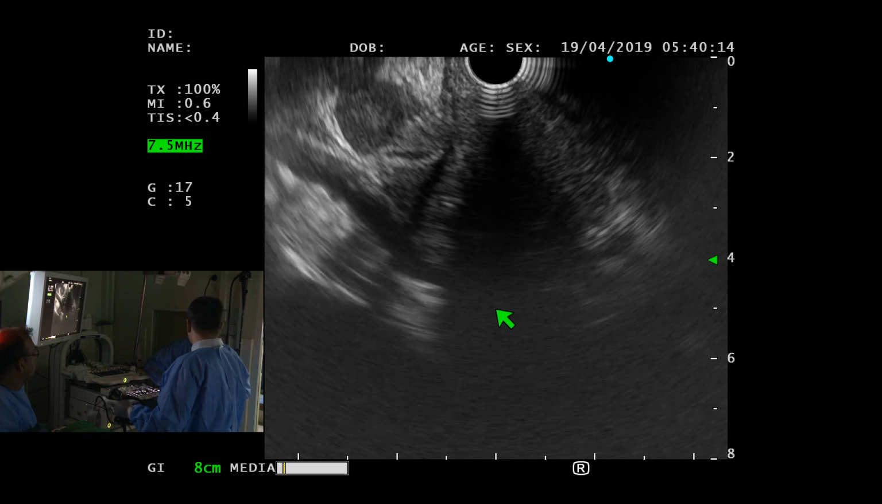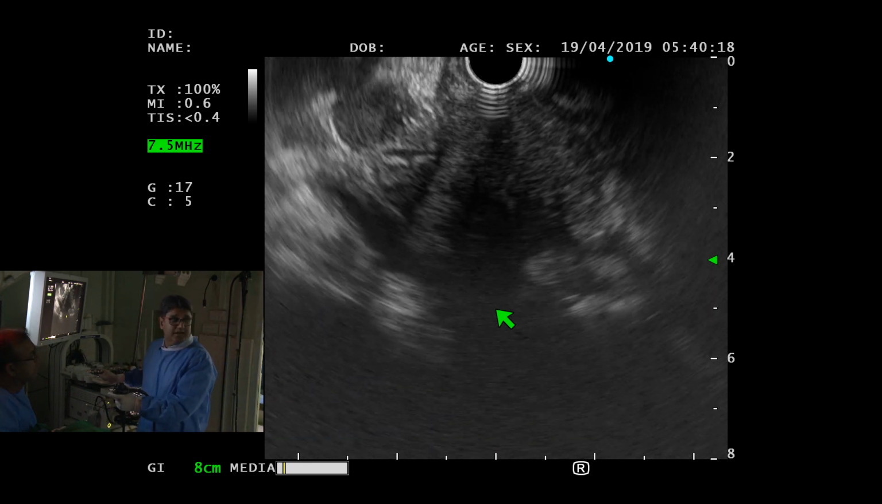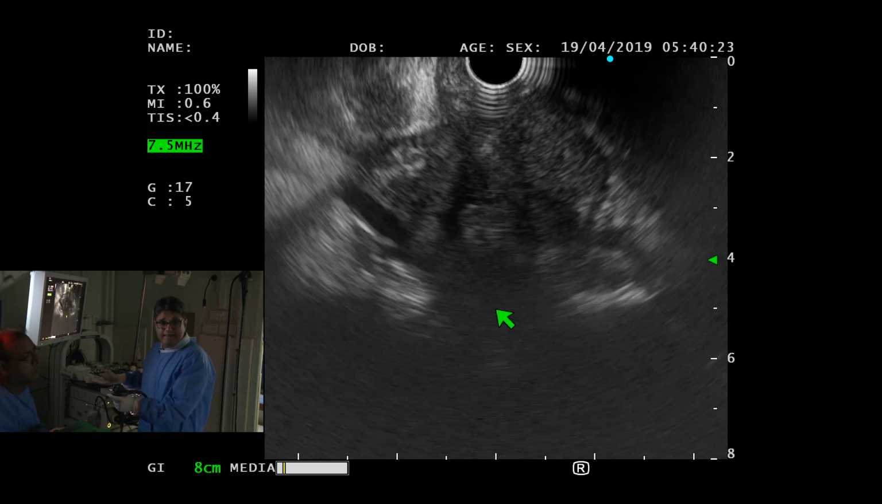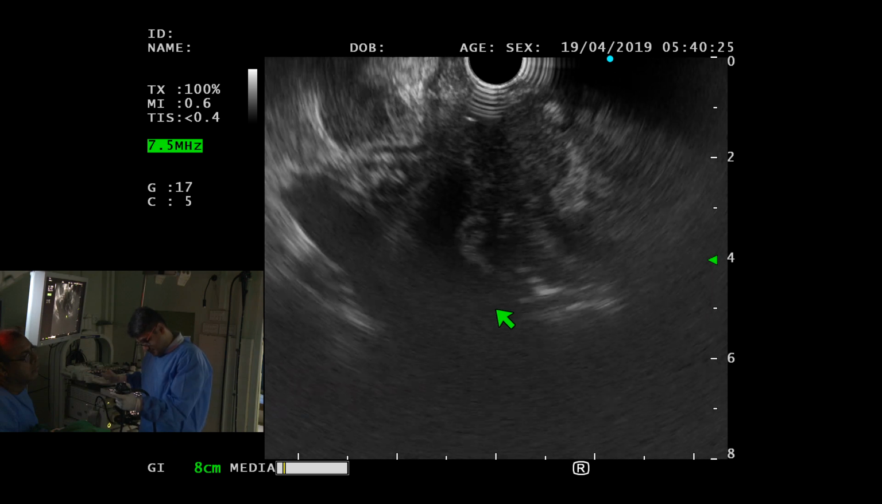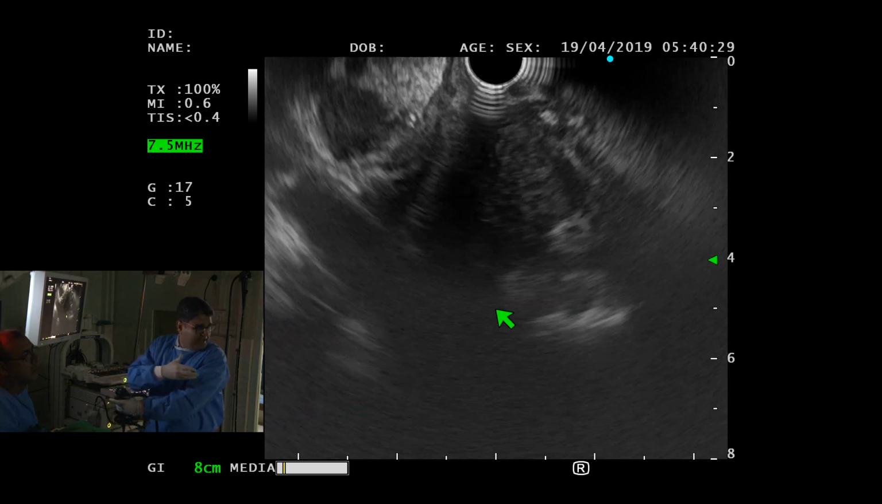Let's see the sample. Is it enough? Not enough? With FNB, sometimes we get enough samples, so we don't really have to go back in again. Okay, let's take one more.